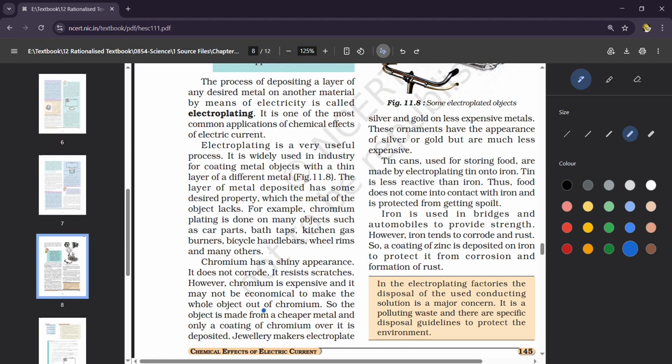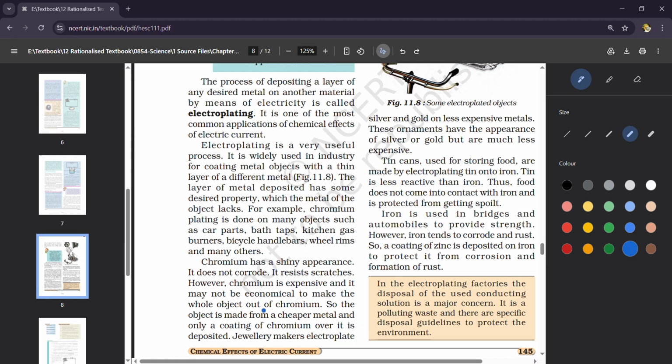Electroplating is cheaper, but in electroplating factories, the disposal of used conducting solution is a major concern. This affects the wildlife in the water where this conducting solution is disposed. It is a specific polluting waste, and there are specific disposal guidelines to protect the environment, and these guidelines are to be followed.